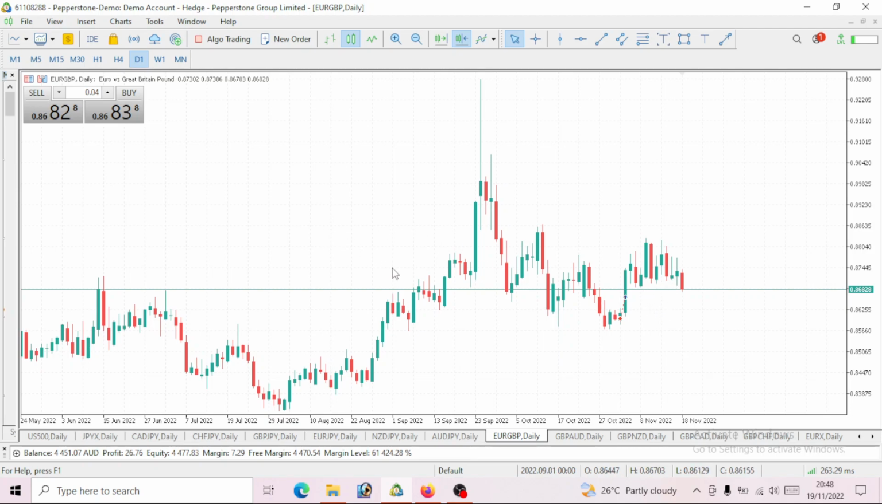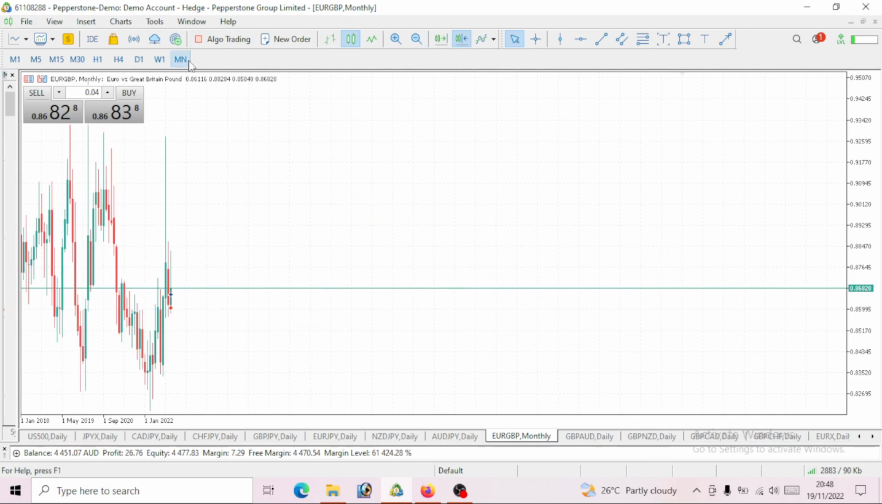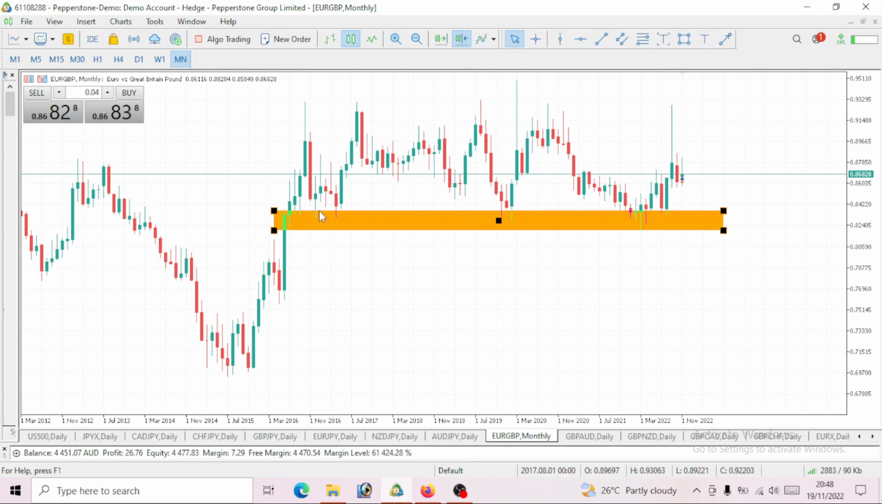Now let's start with Euro GBP. Let's start from the monthly time frame to be able to understand this full trend. So we would analyze some levels, which is here. We saw that price came to this level, then it rolled up. Then we saw price came to the same level again, and it went up. We saw price came to the same level and went up.